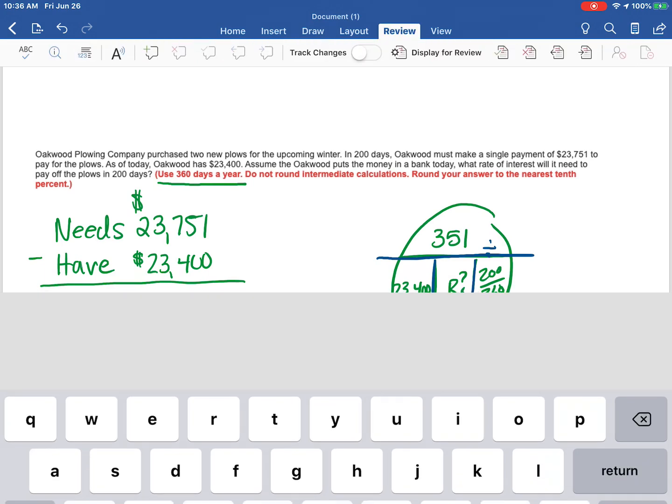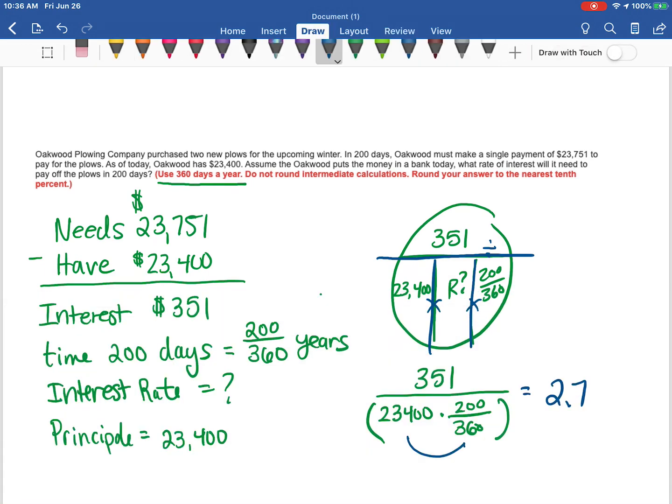My cat just tried to jump on my screen, which is why the keyboard popped up.